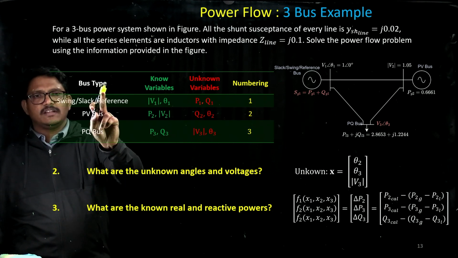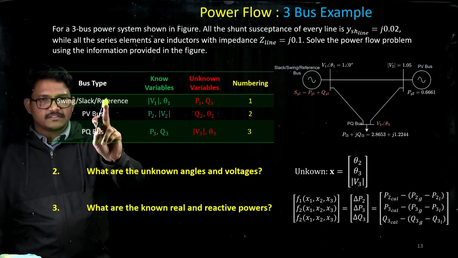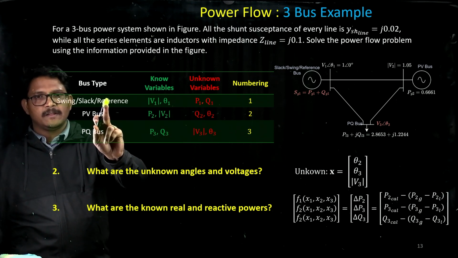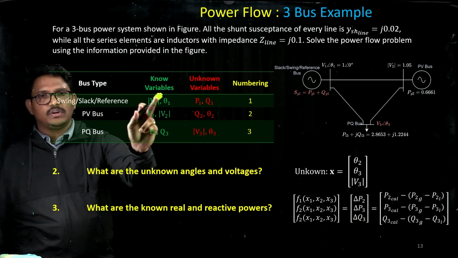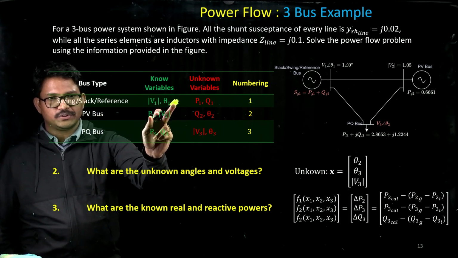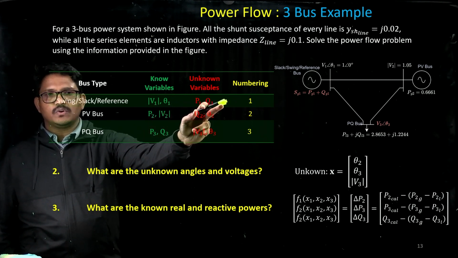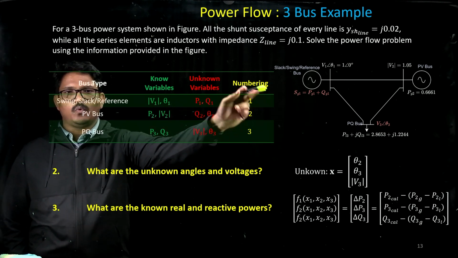The first bus that we have here is the reference bus. If it is a reference bus or a slack bus, or we can even call it a swing bus, you consider that the voltage and angle values are available to you. That means that the real and reactive power are the unknown quantities. That is for bus number 1.